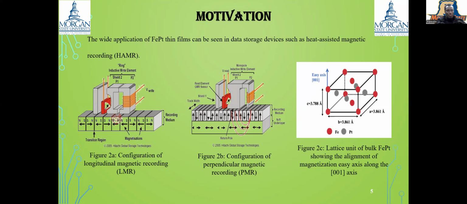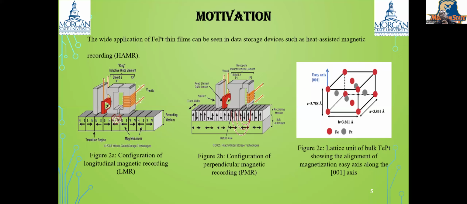Now, figure 2A shows the configuration of longitudinal magnetic moment recording, and we could see the spin alignment, which gives room for a little amount of data storage for this particular configuration. However, in figure 2B, we could see the alignment of the domains or bits in a perpendicular configuration, which gives room for more data storage. That is, it increases the area density of this material. And figure 2C shows the lattice arrangement of iron platinum.